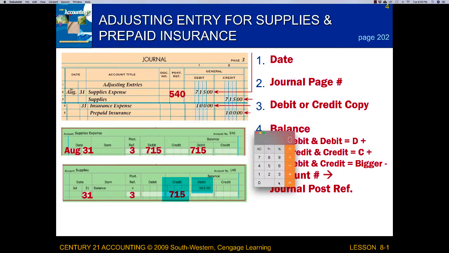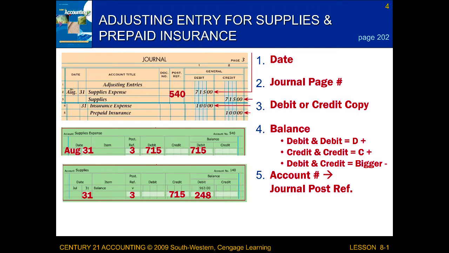So in this case, I'm going to take my number 963, which was the old balance, and I'm going to subtract this current credit of 715. I'm going to get 248, and that's going to go in the bigger number column. The bigger number here was the debit, so I'm going to take 248 and put that balance in the debit column. Last step is to take my account number from my general ledger and put it up in the journal's post reference. So my supplies account number is 140 and I'm going to drop that number into my supplies post reference.